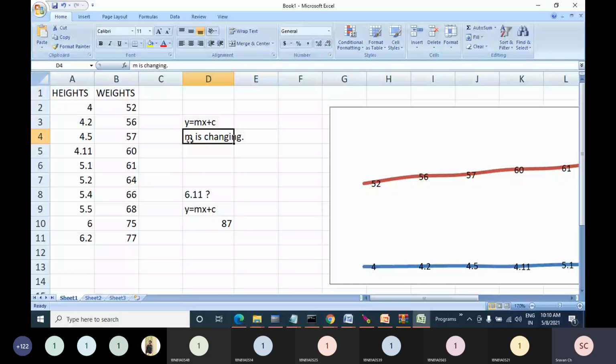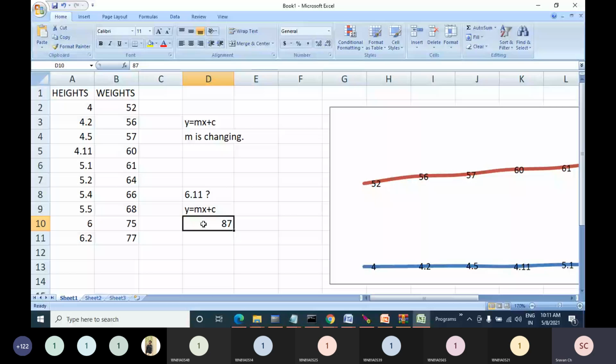Once the slope is known, now if you ask me for 6.11 feet, what should be the weight? 6.11 will become x. Slope I already have calculated, so I will tell you what is the y value, or what should be the ideal weight. So this is called learning. So don't get surprised or confused about how computers can learn. Computers cannot learn because they are not human beings, but we are making computers learn.